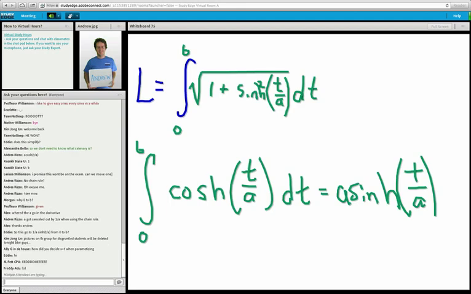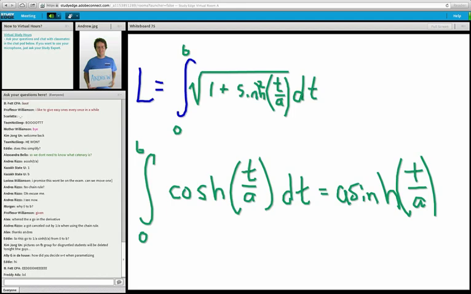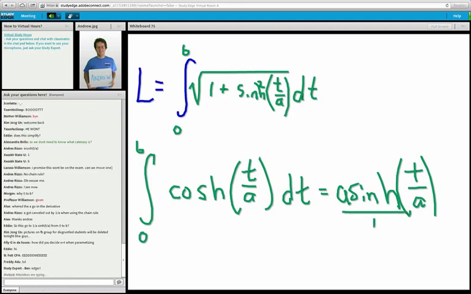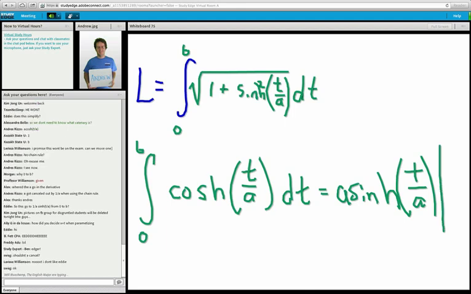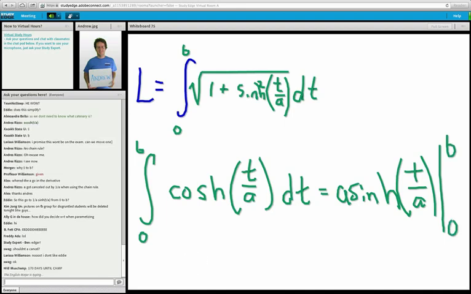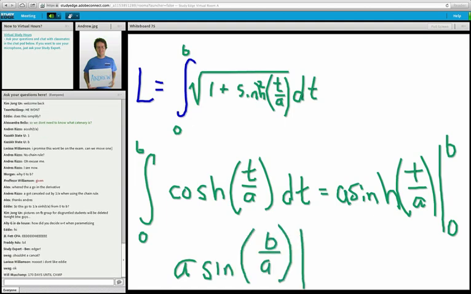No, it's going to be a times hyperbolic sine of t over a. Because let's put it this way, if I'm integrating cosh of t over a, it becomes sinh of t over a, and I divide by 1 over a. But to divide by 1 over a flips it and gives me a times hyperbolic sine of t over a. Cool? So plug in b, plug in 0, find the difference. Then this gives me a hyperbolic sine of b over a. When you plug in 0, that gives you 0. So this is my answer.